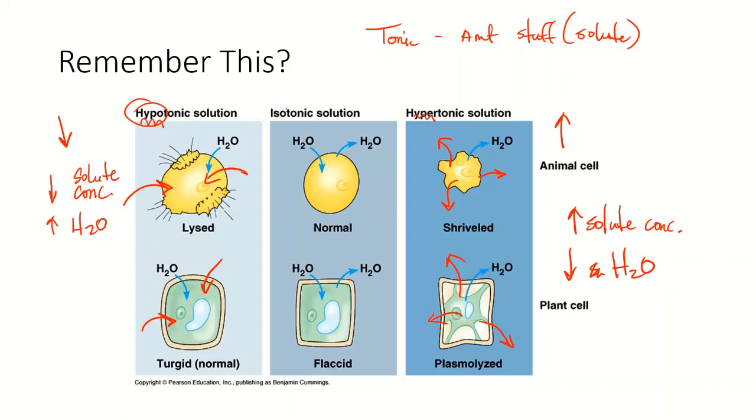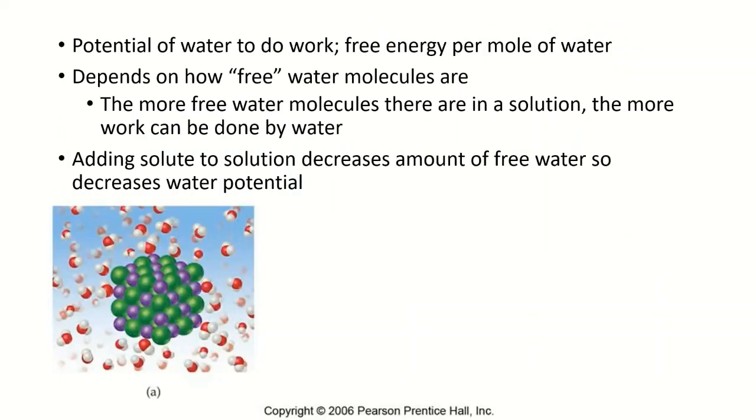Animal cells do best in an isotonic solution, iso meaning equal. When the solution outside of our cells has the same concentration of solute as the solution inside, our cells are in their ideal condition. So we're going to define water potential now. Water potential is literally the ability of water to do work.